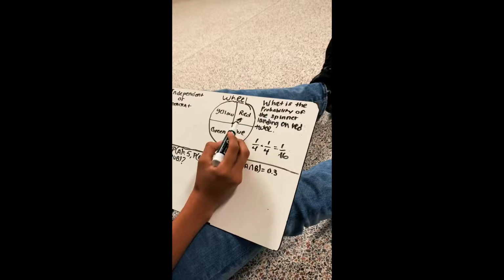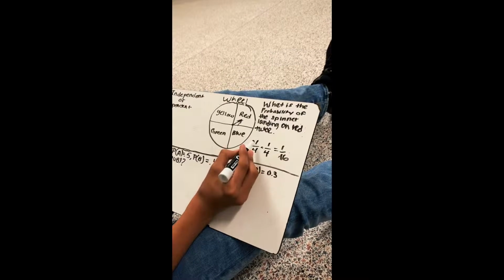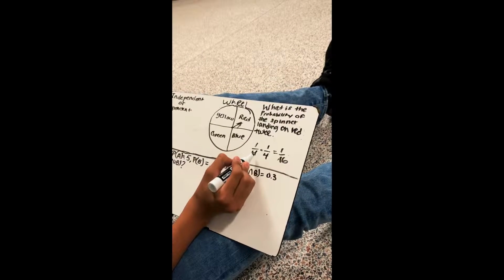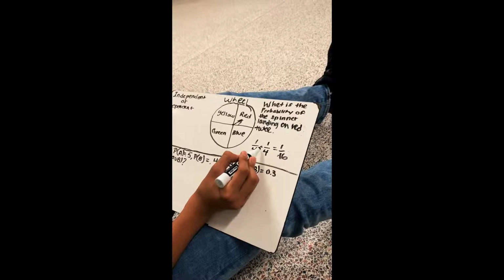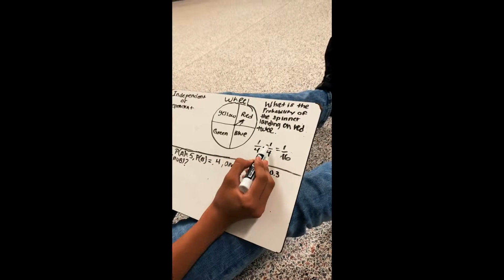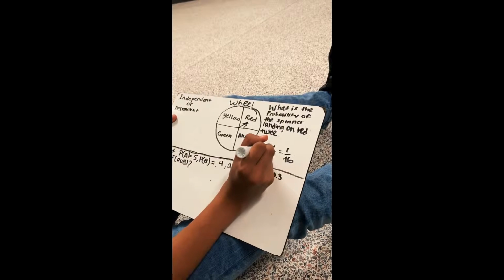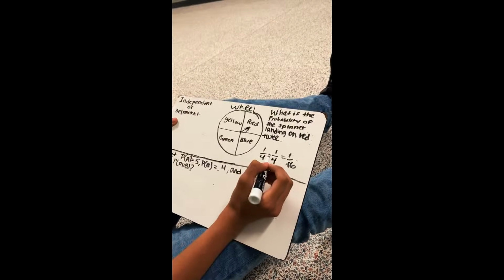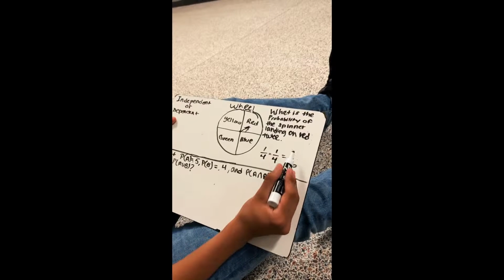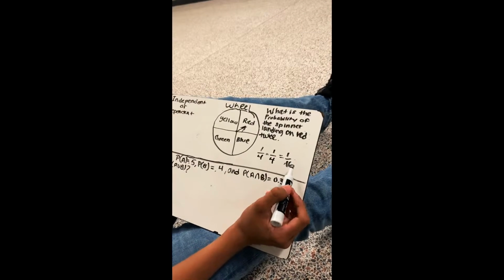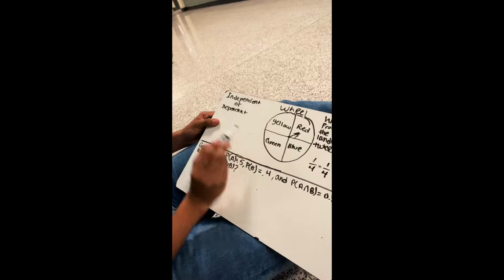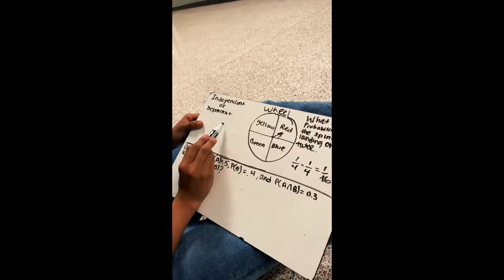So the probability of landing on red one time is 1 out of 4. And the probability of landing on red another time would be 1 out of 4, the same thing. You multiply these two probabilities and it would equal 1 out of 16. But how do we find out if it's independent or dependent?